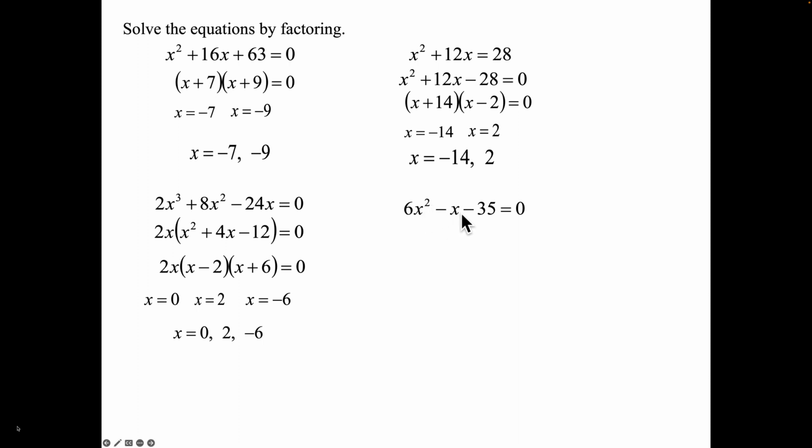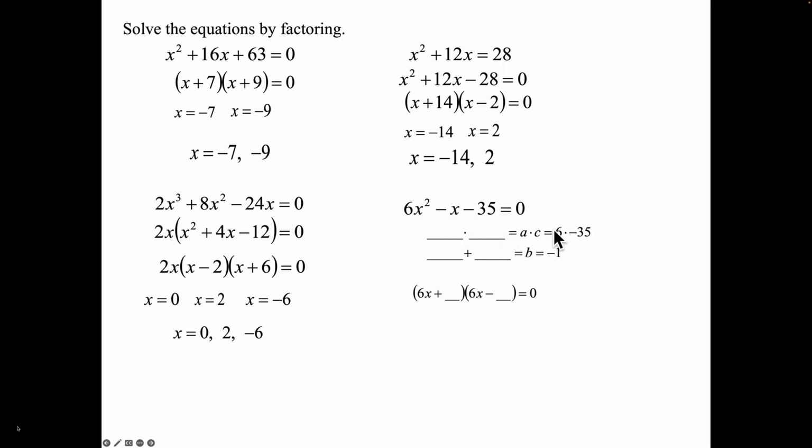6x squared minus x minus 35 equals 0. All right, this one's going to take a little more work factoring. That 6x has to lead off both binomials. It's a minus 35, so one plus blank, one minus blank. This is what my answer is going to look like. Now we're going to go solve it, or factor it, I should say.